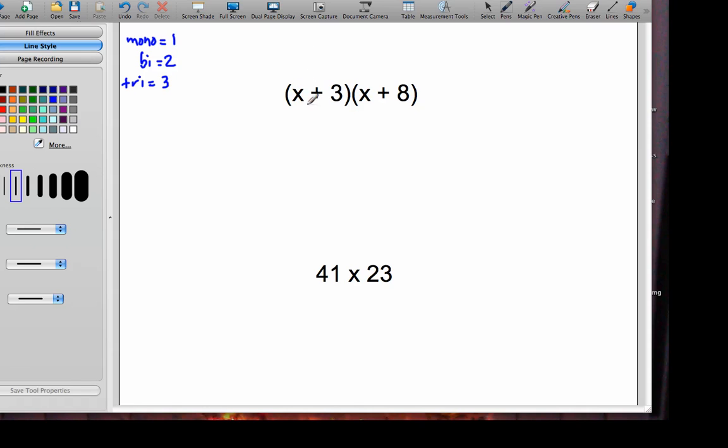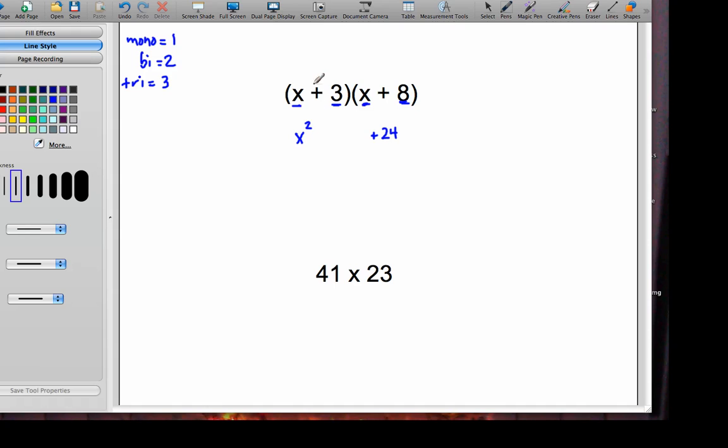So to multiply binomials, this is a very common way to think about it, you take the first term and the first term in this binomial and multiply it to get the first term in your answer. So x times x, we know this because of exponents, is x to the second power. All right, next, to find the last term of your answer, take the last term and the last term and multiply them. So I have 3 and 8. 3 times 8 is 24. So our last term is going to be positive 24.